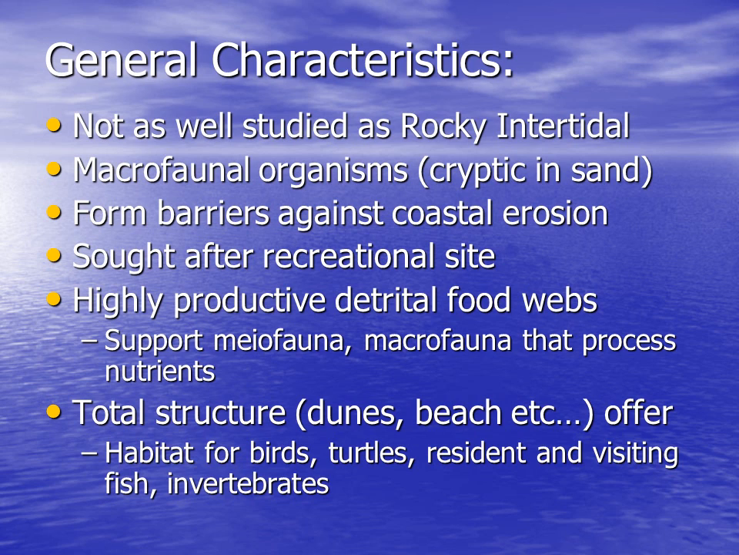They are a highly productive detrital food web, so they support different types of fauna, both meiofauna and macrofauna that process nutrients. And if you look at that total structure of dunes and beach and sand, they offer habitats for many different organisms. And I know the shorebirds along Connecticut, the piping plovers, all the different types of shorebirds that are present, they really depend on these habitats as nurseries and grounds to capture prey, as well as for migratory patterns.